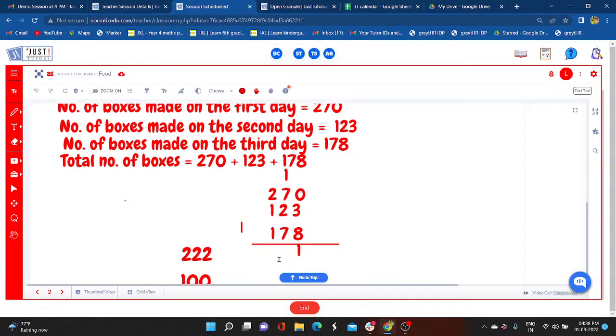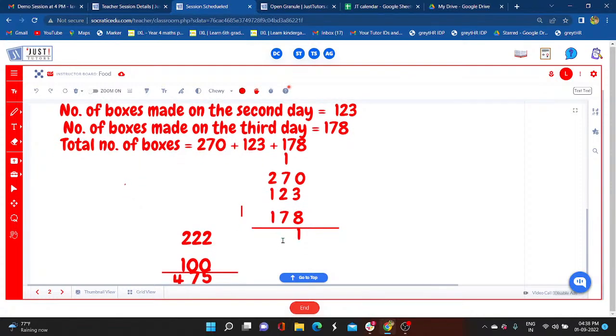Then 7, add 2, add 7. So 7 plus 7 is 14, add another 2 is 16, add 1, 17. So I would write the 7 over here and 1 down.